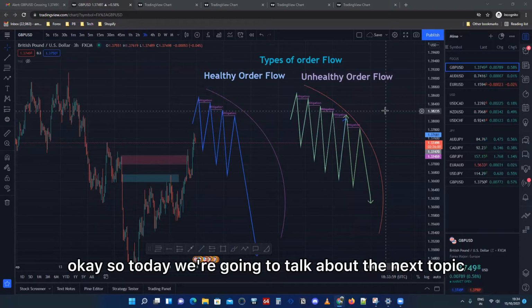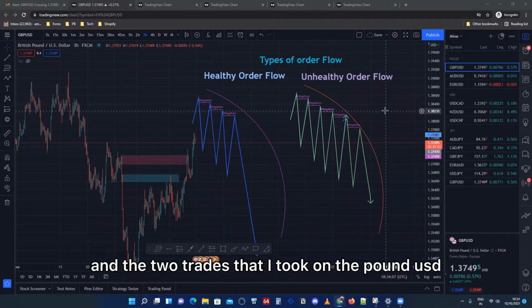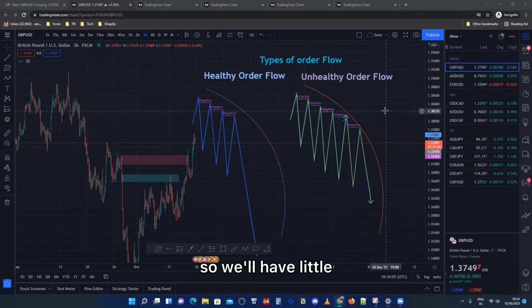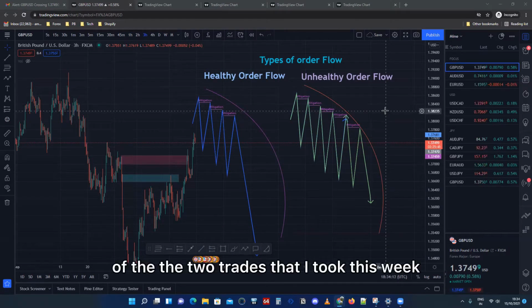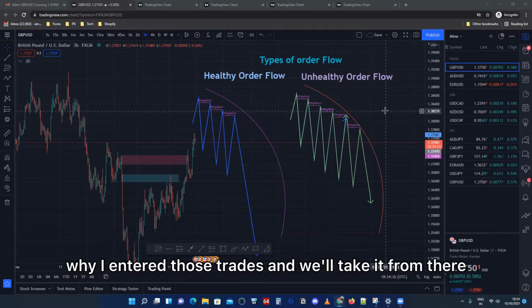Okay, so today we're going to talk about the next topic, the types of order flow, and the two trades that I took on the pound USD. We'll have a little breakdown of the two trades that I took this week. They didn't perform to expectation, but still we got some profit from it. I will break down why I entered those trades, and we'll take it from there.